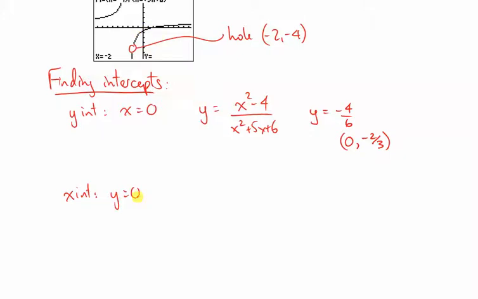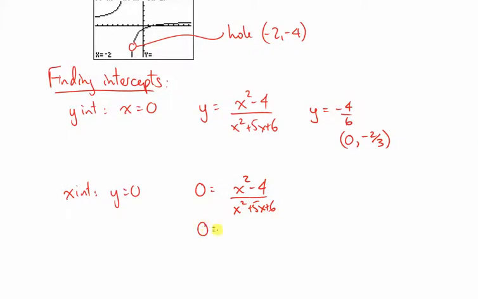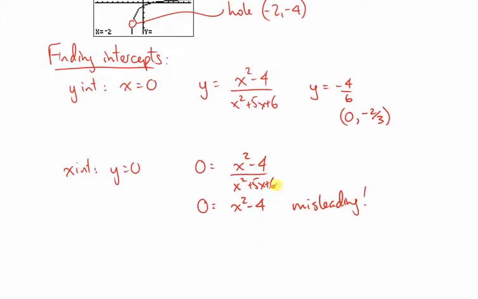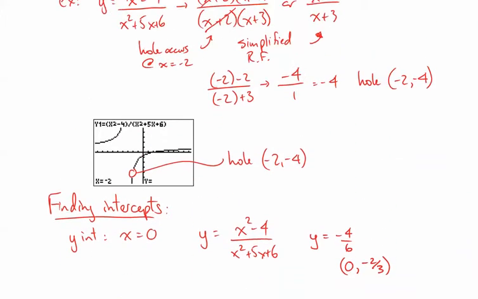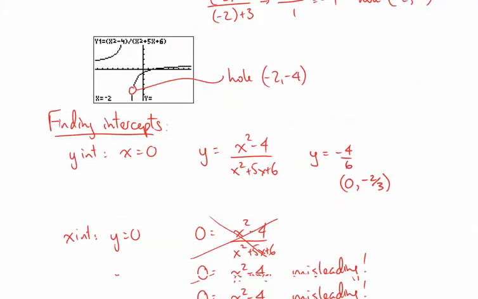The x-intercept's a bit more work. It's when y equals 0. So I need to solve this equation. Now consider the right side as a fraction. Fractions equal 0 when the numerator is 0. But this is misleading. Remember that I had a common factor. I actually want to not use the original rational expression, but use the simplified one right here, -2 x plus 3.